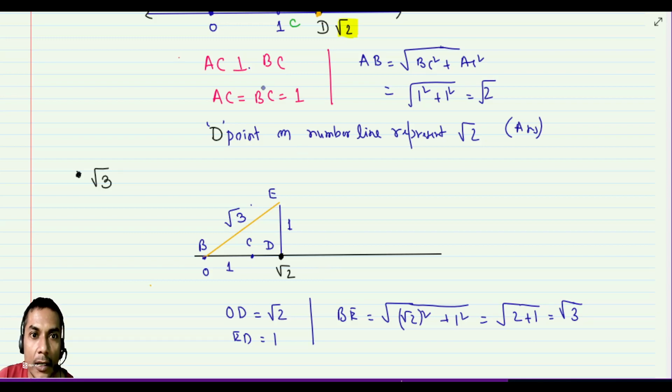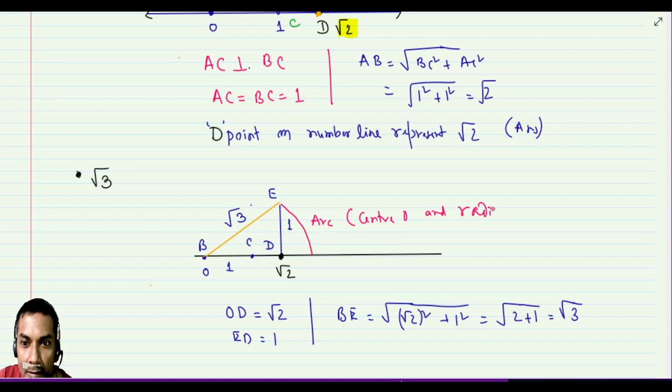Okay, now if we draw one arc here, with the center O and radius BE, we get the point F. So this point F actually represents root 3.